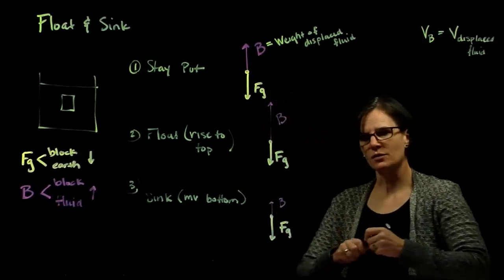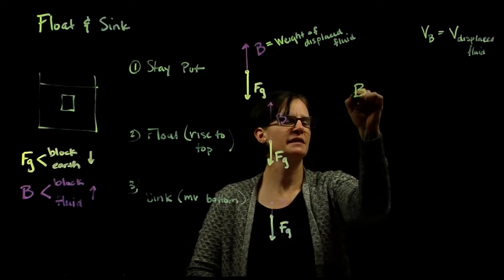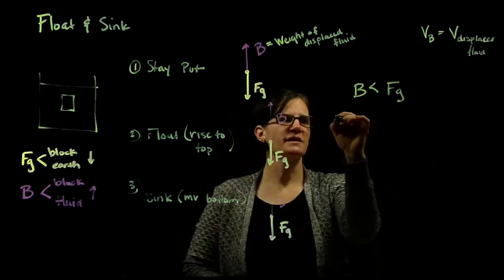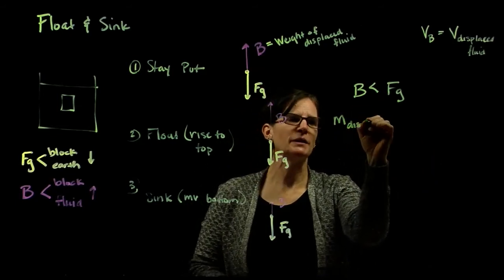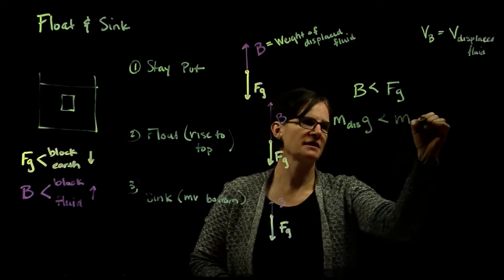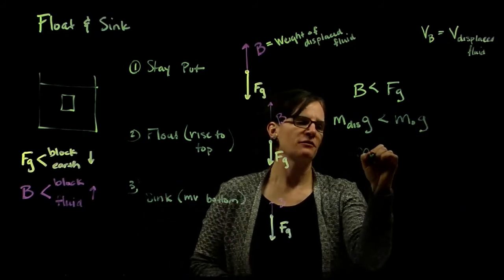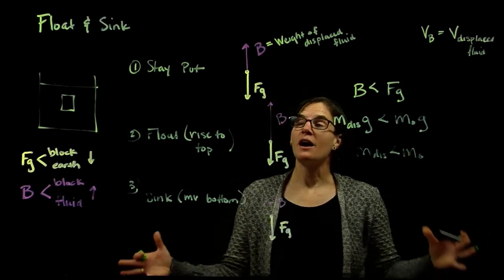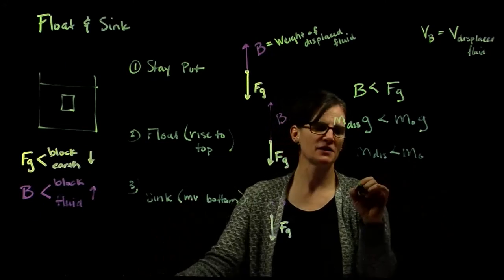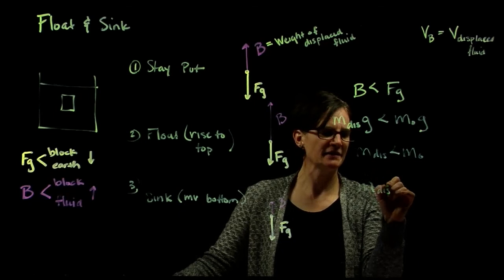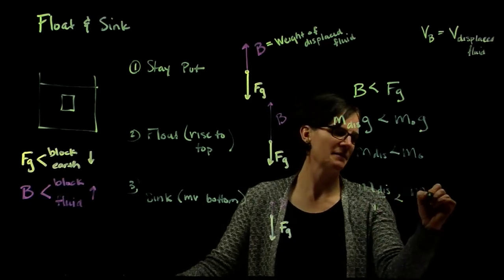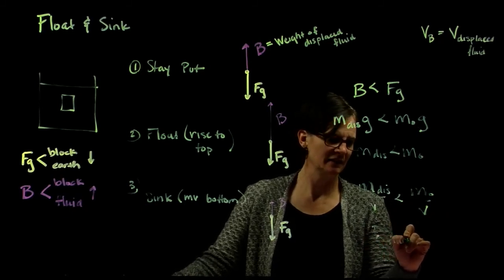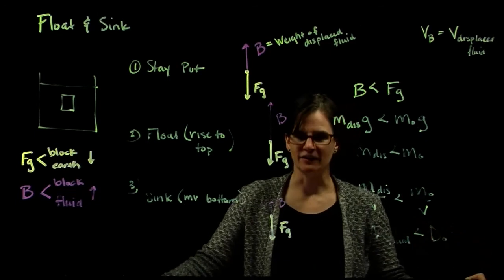All right, so in this case, the buoyant force is less than the force of gravity. Well, the fully submerged object, of course, that means that the mass of the displaced fluid times g is less than the mass of the object times g. Our g's go away. Therefore, the mass of the displaced fluid is less than the mass of the object. Those are occupying the same volume, and so the mass of the displaced fluid over that same volume as the mass of the object tells us that the density of the fluid is less than the density of the object.